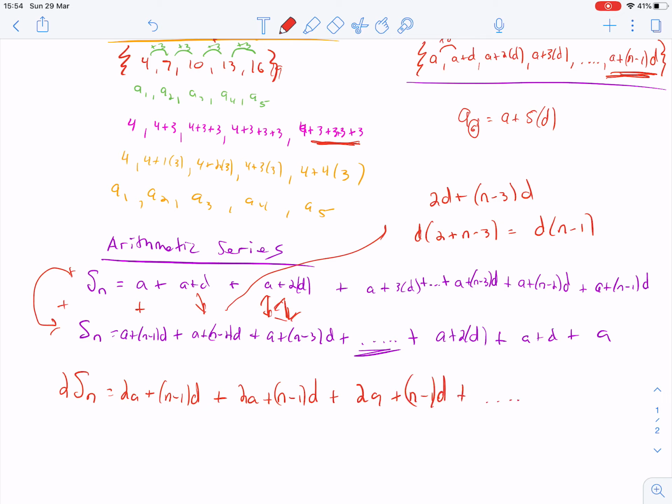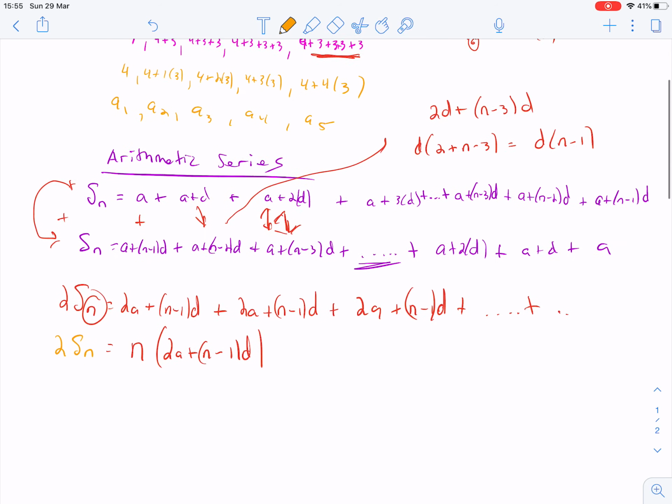So on, so on, so on. And then what? So, if it's always going to be the same thing, then we know we have our constant 2a plus n minus 1 times d, and we would multiply it by how many terms we have. So how many terms do we have? It tells us right here. N terms. So we know that 2s of n equals that whole guy right here.